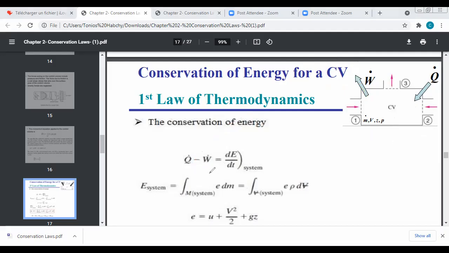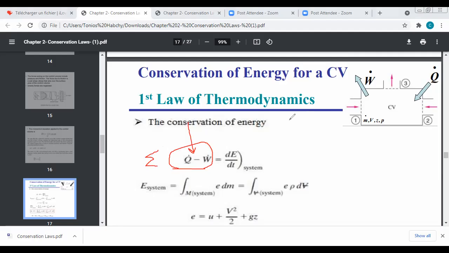Now we will work with this convention because it's used a lot in thermodynamics. The majority of thermodynamics books work with this convention. So we can say that the variation of energy of the system is simply the balance of transfer in the form of heat and in the form of power.